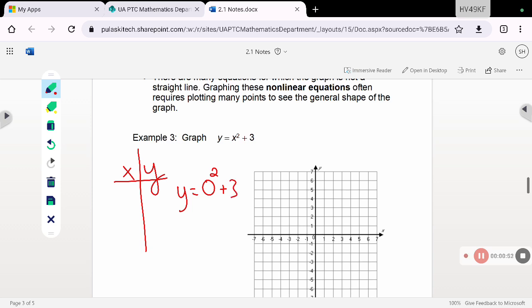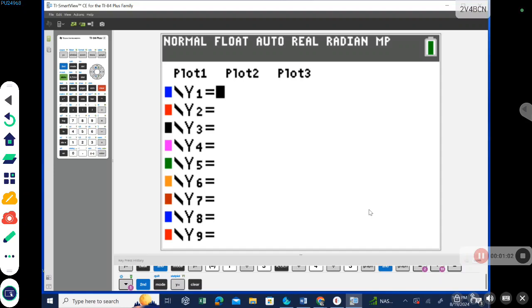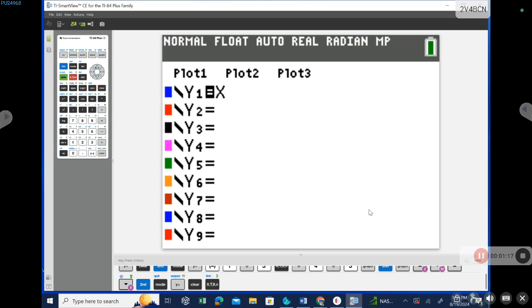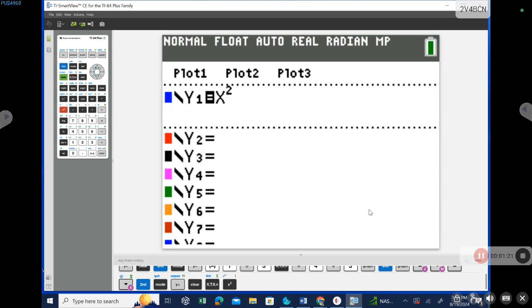replacing the X with different values and creating our chart, we are actually going to go to our calculator. So if we go to our calculator and hit the y equals button, and we'll put in our new equation. So y equals x squared. So remember, the x is the button next to the green alpha, squared. So you can hit the x squared button. And then plus 3.